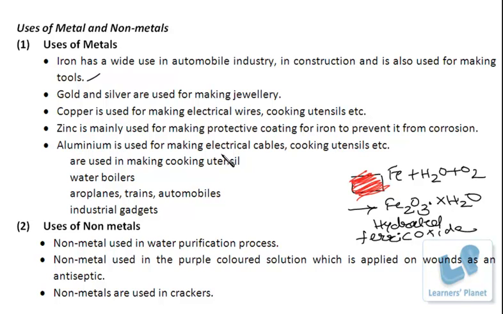Aluminium is used for making electrical cables because it is also a very good conductor of electricity. For cooking utensils because it is a good conductor of heat also. It is used for making water boilers. Why? Because it is a very good conductor of heat. For making aeroplanes, one of its alloys, that is duralumin, is used for making aeroplane body. It is used in trains, for automobiles. It is also used in industrial gadgets.